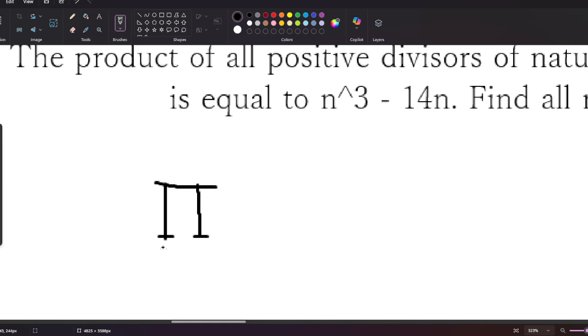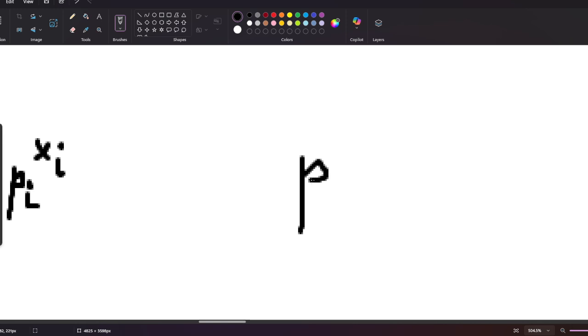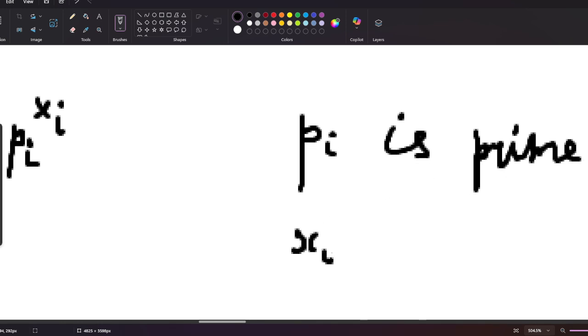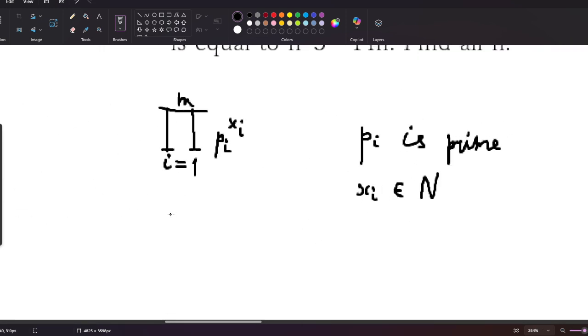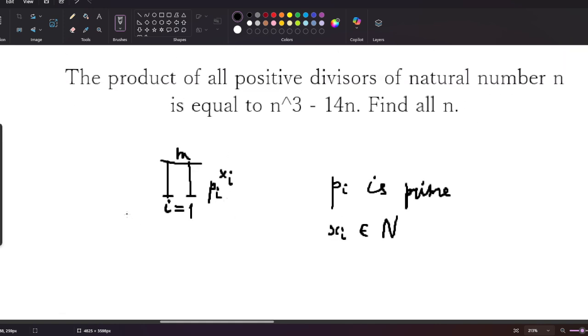a product from i equals 1 to m of p_i to the power of x_i, where p_i is prime, x_i is part of the set of natural numbers. That is how you would factorize any natural number other than 1.